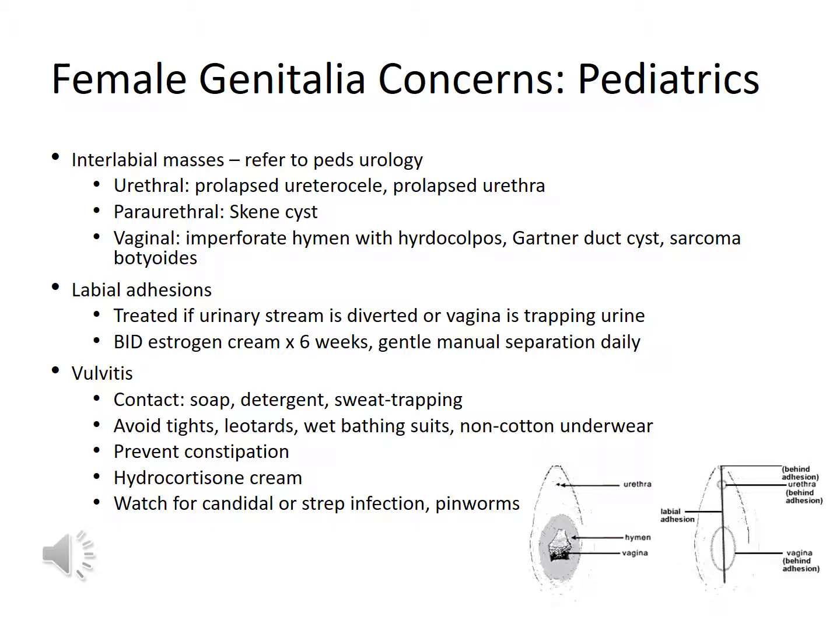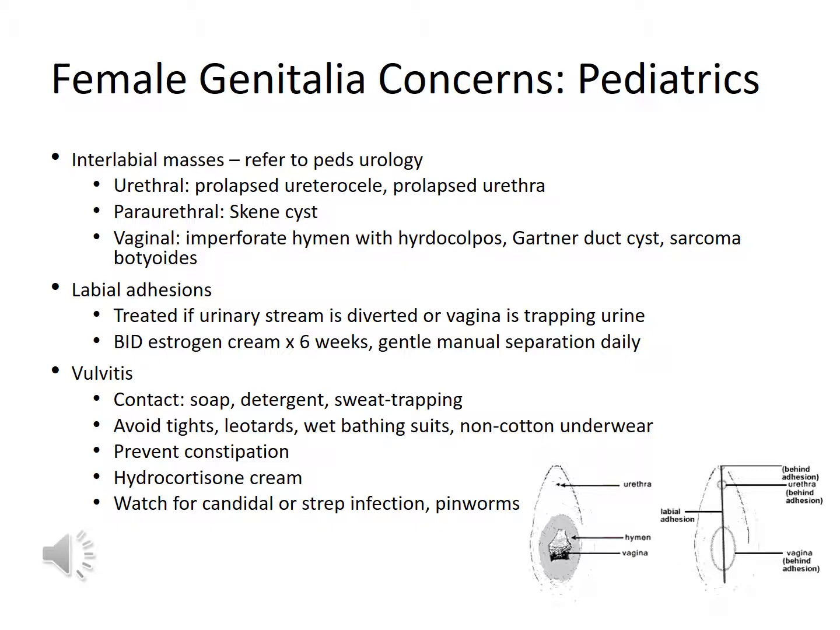Labial adhesions can be treated with estrogen cream topically for 6 weeks and gentle separation daily, just as it was with the males with pulling back the foreskin daily with warm soap and water. But in females, you can use estrogen cream daily. With the estrogen cream, you might have some absorption and it might cause some breast development, so that's something important to keep in mind. It's treated if the urinary stream is diverted or if the vaginal area is in fact trapping the urine.